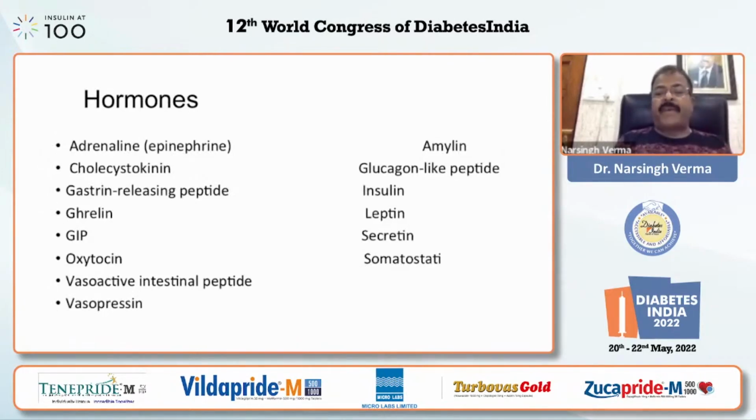Hormones which have an impact on glucagon secretion: adrenaline or epinephrine increases glucagon secretion, and cholecystokinin increases glucagon secretion. Gastrin-releasing peptide, ghrelin, GIP, oxytocin, vasoactive intestinal peptide, and vasopressin all increase glucagon secretion. And amylin, glucagon-like peptide GLP-1, insulin, leptin, secretin, and somatostatin all decrease glucagon secretion. So these were the hormonal actions, various hormones which have action on glucagon secretion.